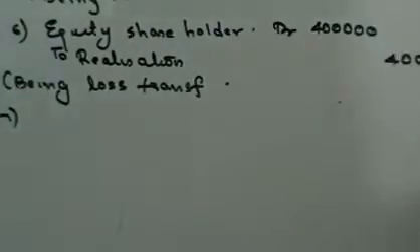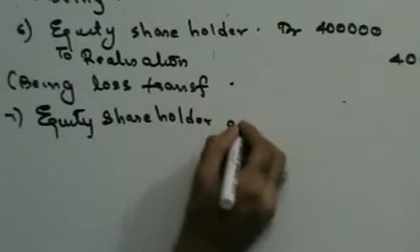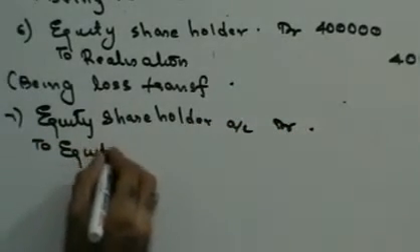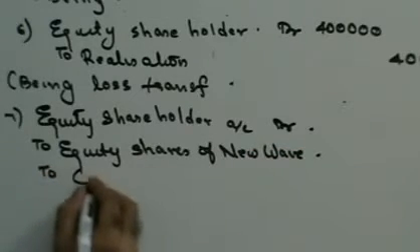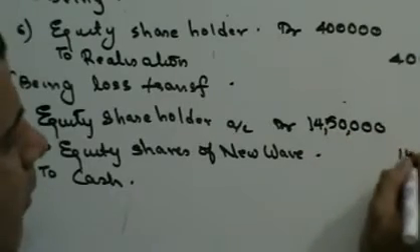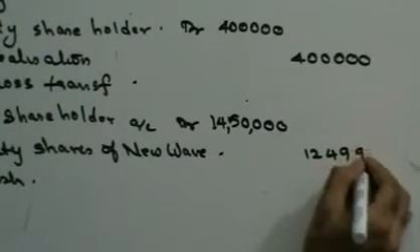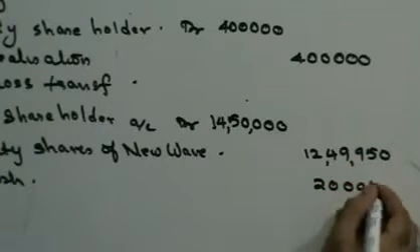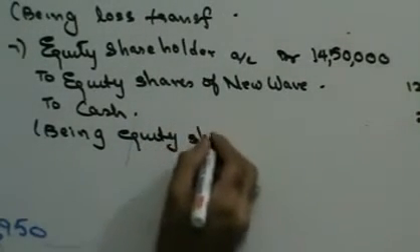Once you finish transferring the loss, finally you have to pay the equity shareholders. So in that case, this is going to be equity shareholders account debit to equity shares of New Wave and to cash. The whole amount is going to be paid to them. So this is going to be nothing but 14,50,000. This is going to be 12,49,950 and 2,50,000. Being equity shareholders paid.